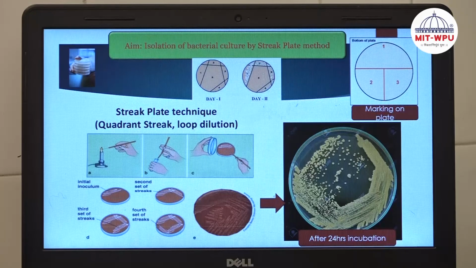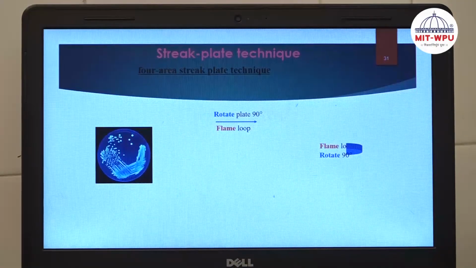After the streaking, we close the plate and incubate it in an incubator. After incubation, we all know bacteria normally take 24 hours to form colonies. In this particular plate, you can see the bacterial growth, with the least population in the fourth quadrant. That is mostly observed after 24 hours. So this practical we will see. This is the way how to do streaking.